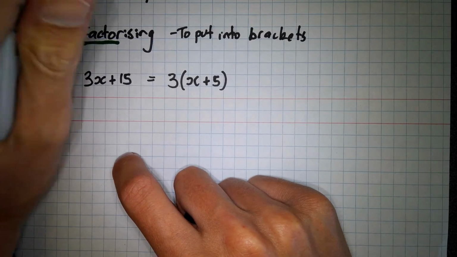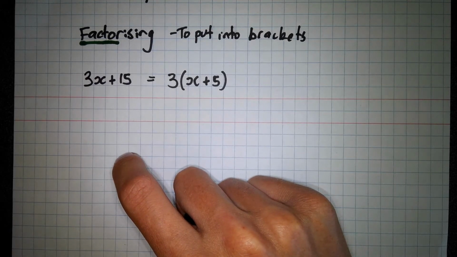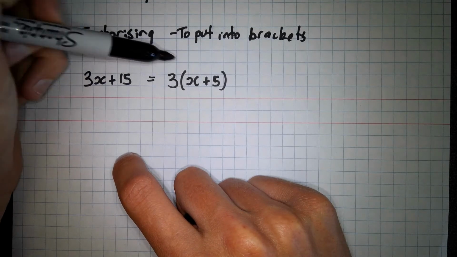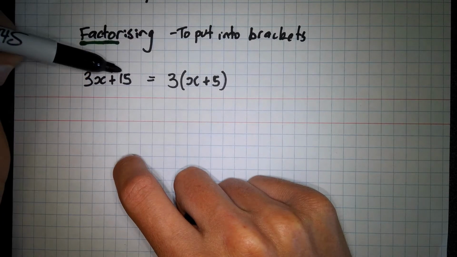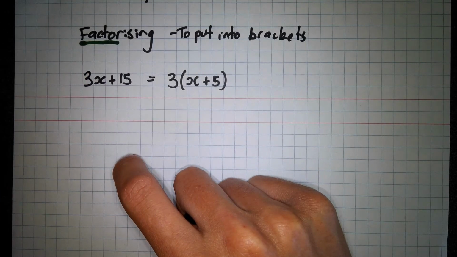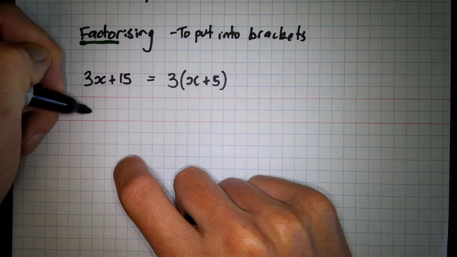Now factorising is just the opposite of expanding. They go hand in hand, they're just the opposite of one another. So that's the first example. You can see this is right, because if I went 3 times x, that would give me 3x, and 3 times 5 would give me 15.